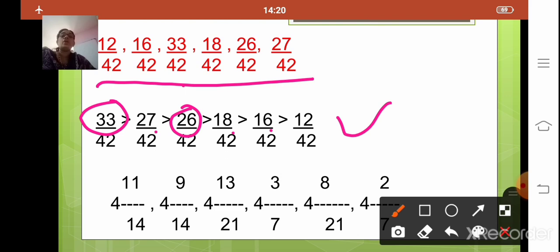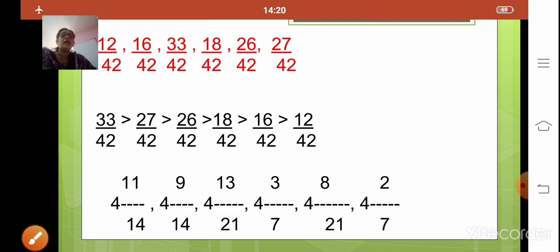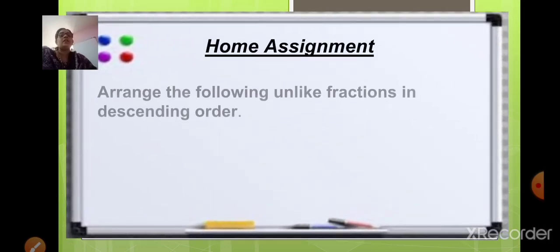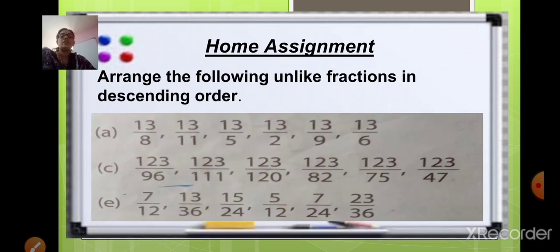Understood, children? So go through the sums carefully, do it carefully and then practice the sums again and do it yourself again. Okay? Now, home assignment for you based on this. 3 sums: arrange the following unlike fractions in descending order.